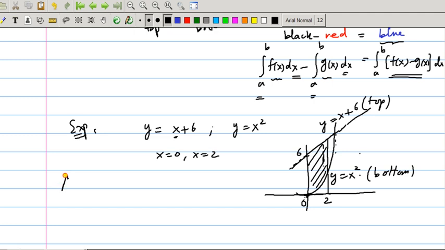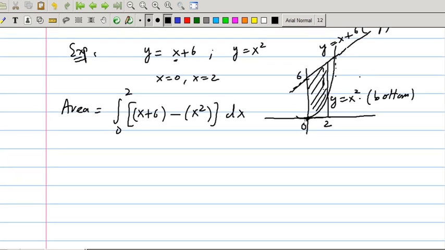So I can write the required area as the integral from 0 to 2 of the top curve, x plus 6, minus the bottom curve, x square, dx. Right? Another thing which can be used, if you have a shape, if you have a picture, right? So here I had this type of thing. You can draw a vertical line anywhere inside the curve.